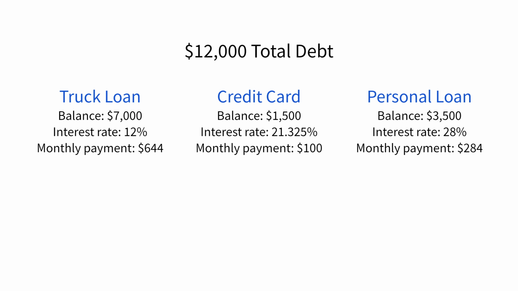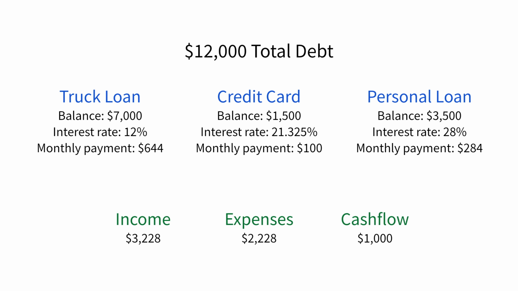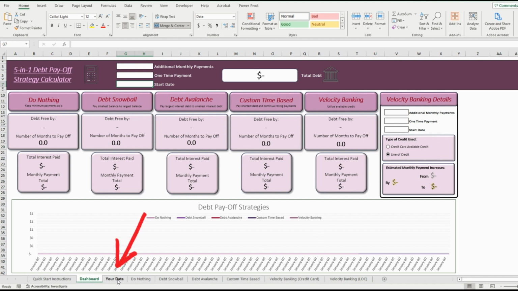and monthly payments. Lastly, we'll use an income of $3,228, total expenses of $2,228, and cash flow of $1,000. Let's go to the Debt Strategy Payoff tool and enter all our outstanding debts in the Your Data tab.